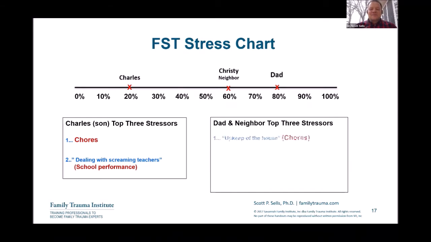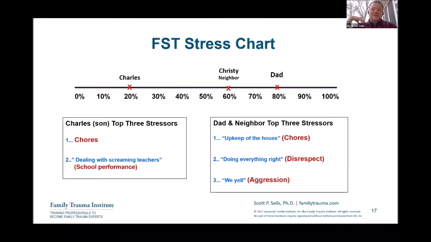Dad and Christy, the neighbor, said, we agree with chores, it stresses us out, but it goes deeper than this, extreme disrespect, and there's also aggression. That's common for two different people in the family to have similar stressors and also the same. So now enter in the FSTC tree diagram technique. It's what brings us here today.